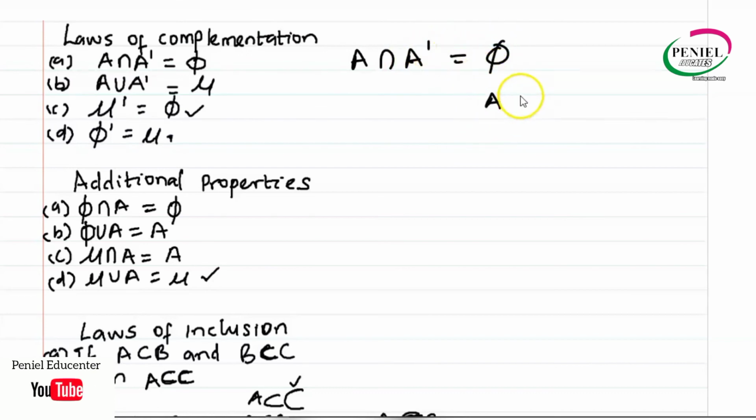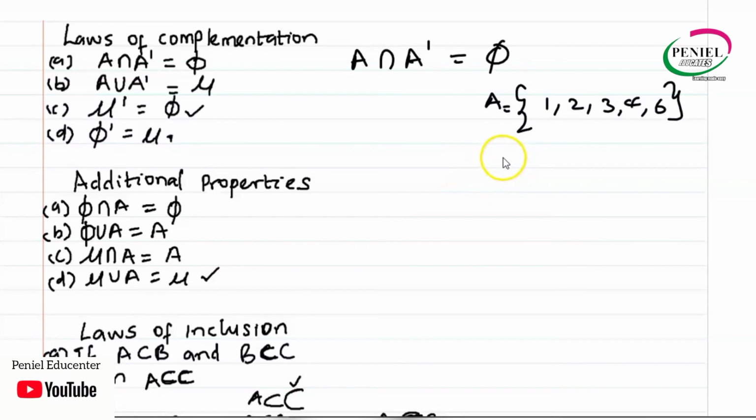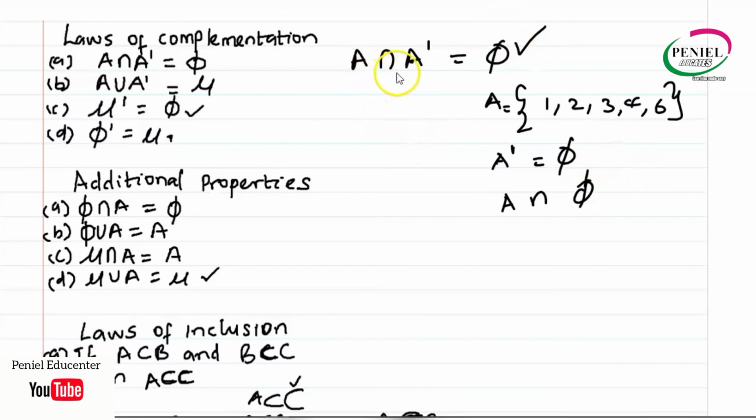What does that one mean? If we have A, all right, if A is 1, 2, 3, 4, 6. Okay, so A complement means things that are not present in A. This is actually a null set, right? Because if you are not saying A, this one is intersecting a null set, no. So this is actually a null set. So A intersect A complement is a null set.